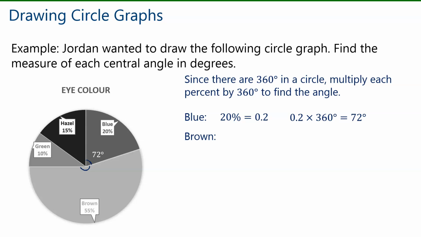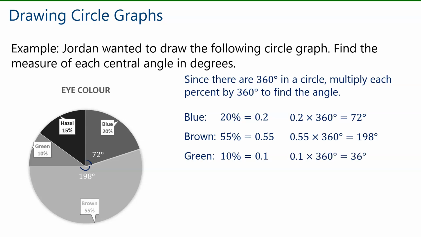Now for brown, that's 55%. Dividing that by 100 gives me 0.55. Now I'm going to multiply that by 360 to give me an angle measurement of 198 degrees. Now green is 10%, which is 0.1 as a decimal. And 0.1 multiplied by 360 is 36 degrees. Lastly, we have hazel. That is 15% or 0.15. And multiplying that gives me 54 degrees.